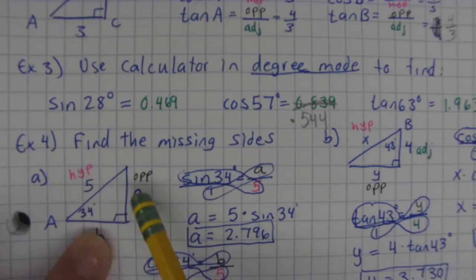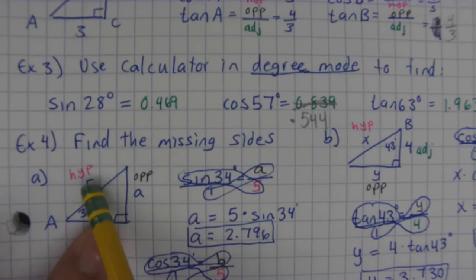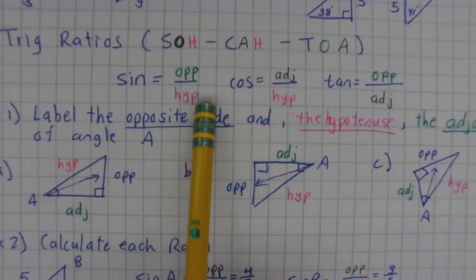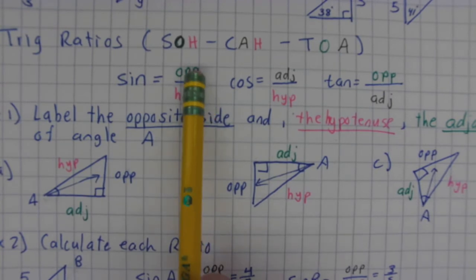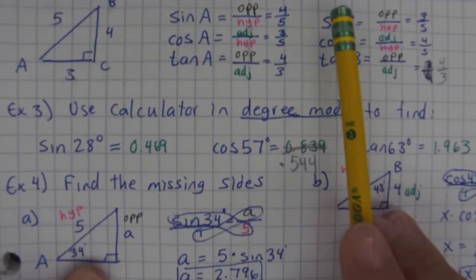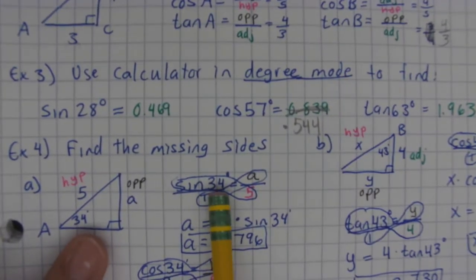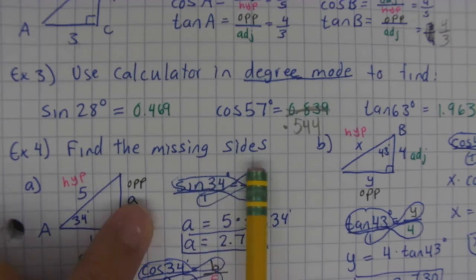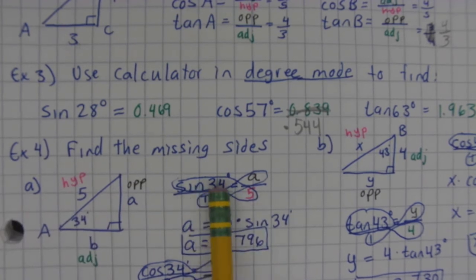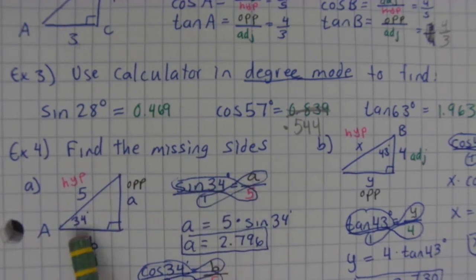So you always want to have something that you know and something that you're looking for. If you're looking for the opposite and you have the hypotenuse, you're going to look for the trig ratio that has the opposite and the hypotenuse. So we're going to set it up because I know the angle is 34, so the sine of 34 is the opposite over the hypotenuse. The sine of an angle equals the opposite over the hypotenuse. The angle is 34, the opposite is A, the hypotenuse is 5.